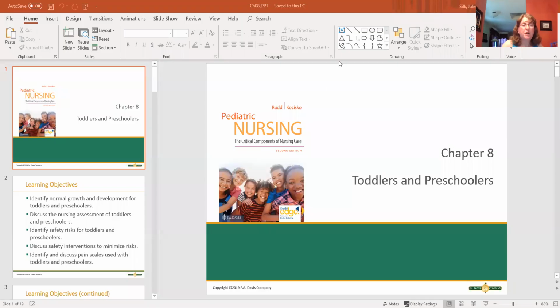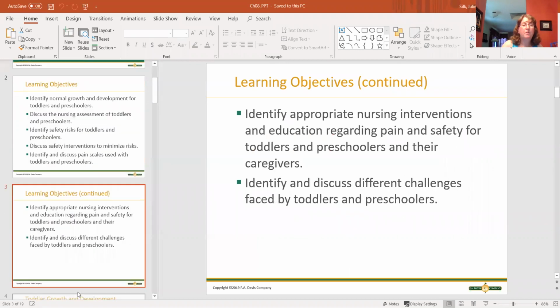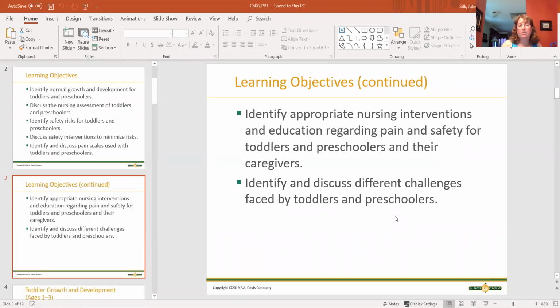Okay, so now we're going to get into talking about toddlers and preschoolers. This is chapter 8. Some of the things that we get into here: we want to identify normal growth and development for toddlers and preschoolers, discuss the nursing assessment of toddlers and preschoolers, identify safety risks and safety interventions to minimize the risks, identify and discuss pain scales used with toddlers and preschoolers, identify appropriate nursing interventions and education regarding pain and safety for them, and identify and discuss different changes or challenges faced by toddlers and preschoolers.